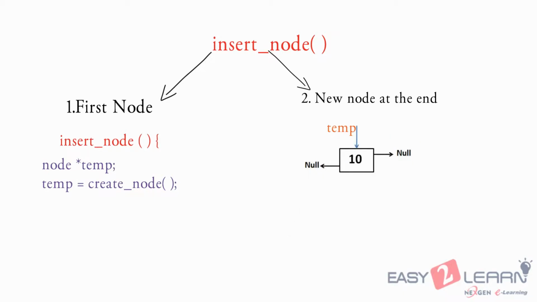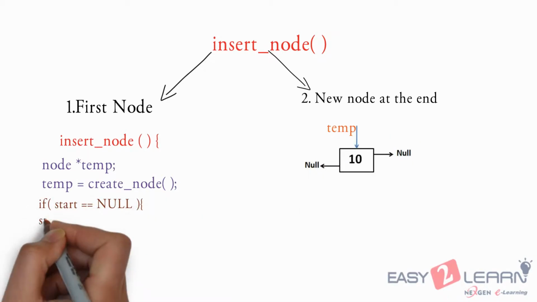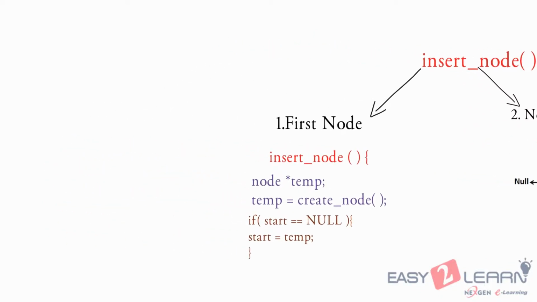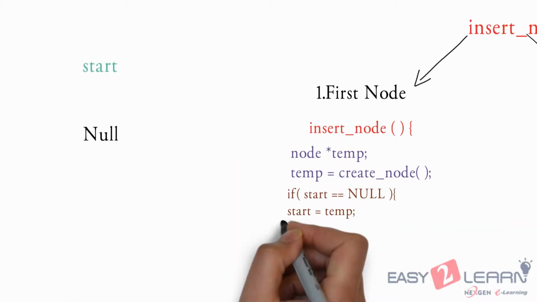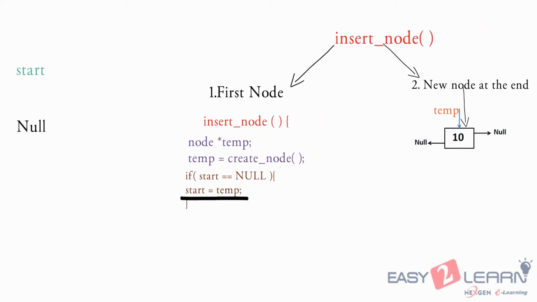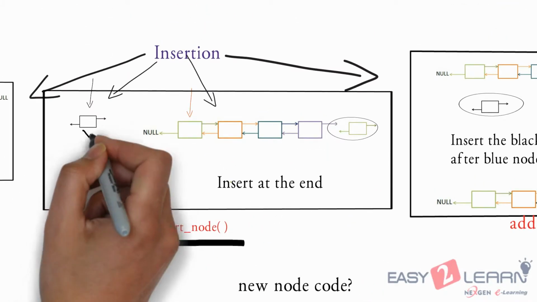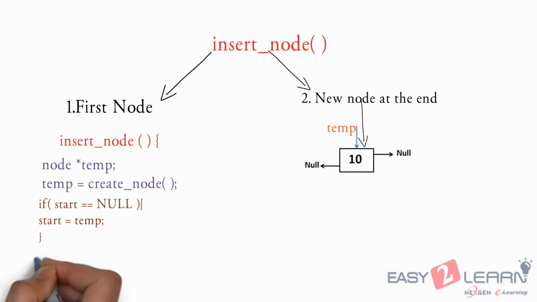Very simple. If start is equal to null, if the condition is true, then the temp is assigned to start. So basically the linked list starts with a start pointer, and in general the start is towards the null, but if the condition is true, now the temp points towards the starting.